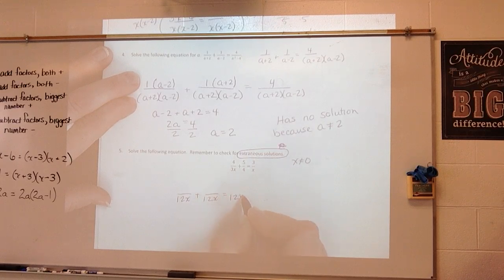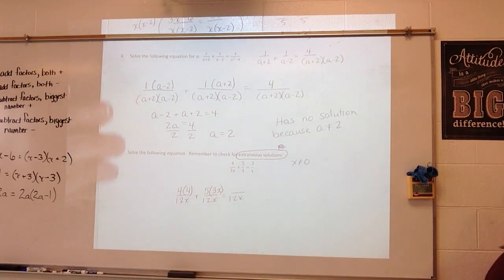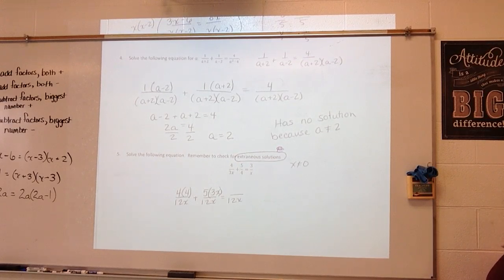So my common denominator would be 12x. So 3 times what is 12? That's 4. So I need to multiply that times 4. 4 times 3 is 12. And I also need to multiply that times x because I don't have the x there.